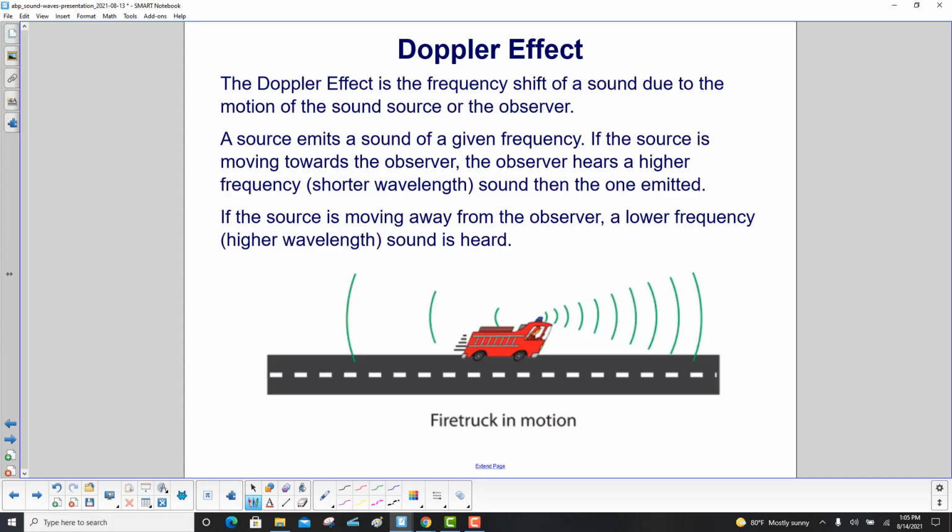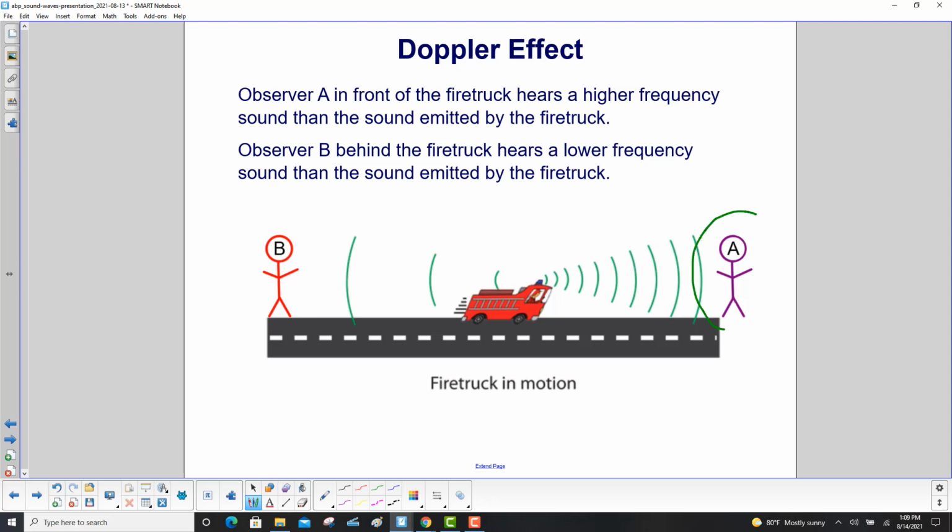The Doppler effect is the frequency shift of a sound due to the motion of the sound source or the observer. A source emits a sound of a given frequency. If the source is moving towards the observer, put an observer over here, the observer hears a higher frequency or shorter wavelength sound than the one emitted. If the source is moving away from the observer, a lower frequency, higher wavelength sound is heard.